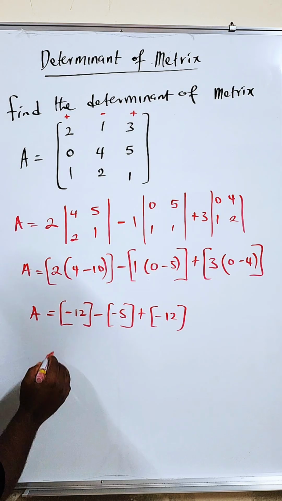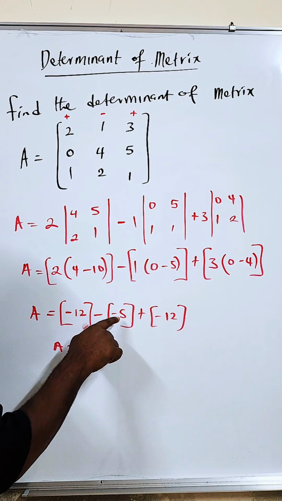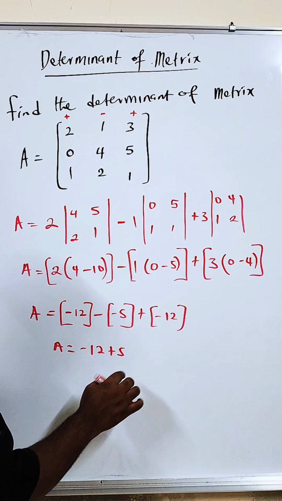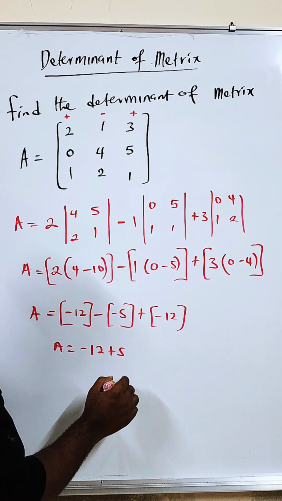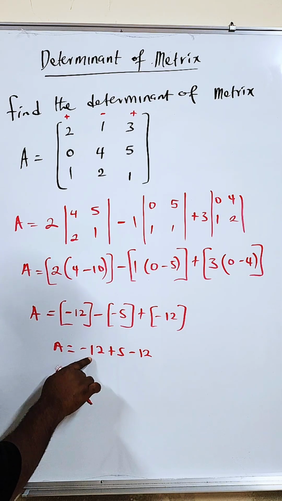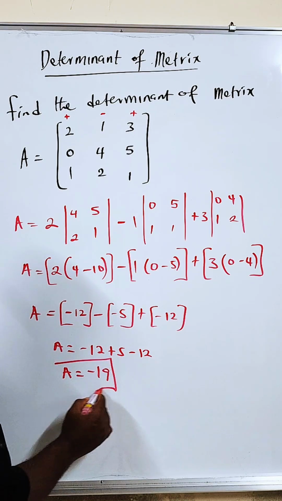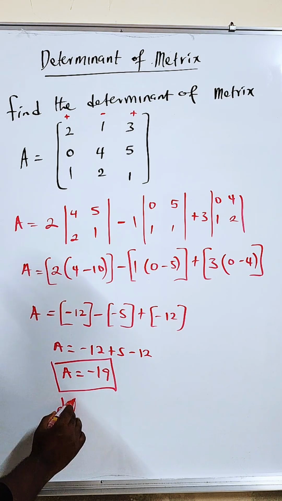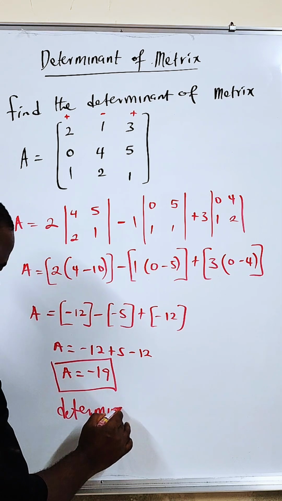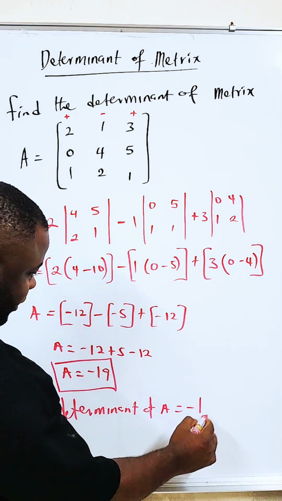Negative 12. So if you open the bracket, you have negative 12. Negative times negative will give you plus 5. Then we have negative 12. So A will now be, this will be 24. It will now be negative 19. So this is your determinant. Determinant of A equals negative 19.